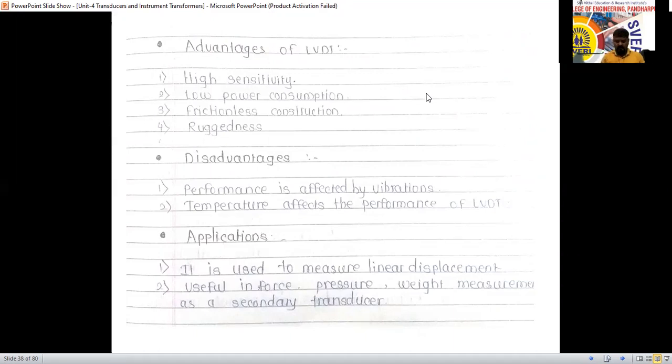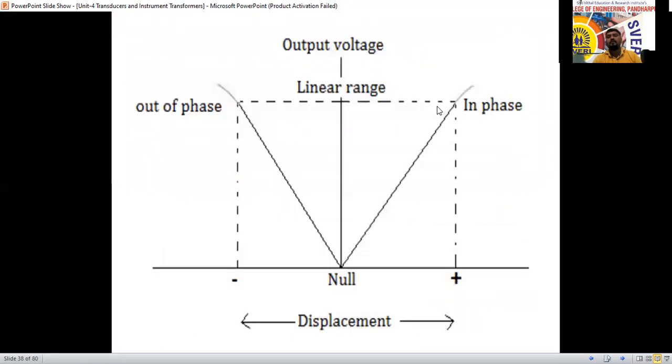So the application, I told you while starting. For displacement measurement, we measure in the form of voltage. It is a passive electrical transducer used to measure linear displacement. It is useful in force, pressure and weight measurement as a secondary transducer. We can use this as a secondary transducer for the measurement of displacement, pressure, force and weight. So that completes the LVDT.